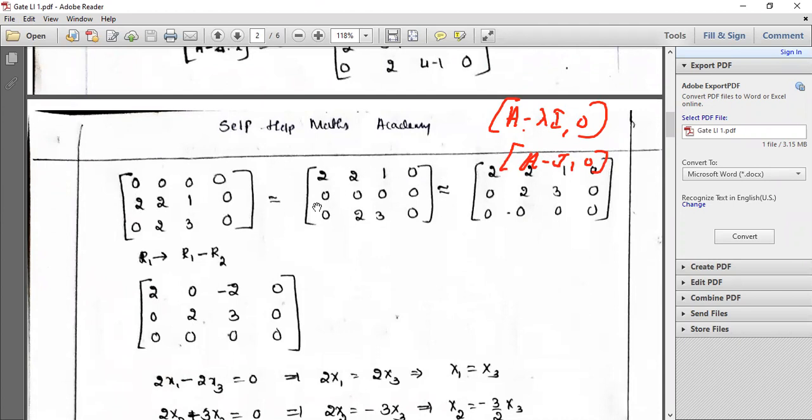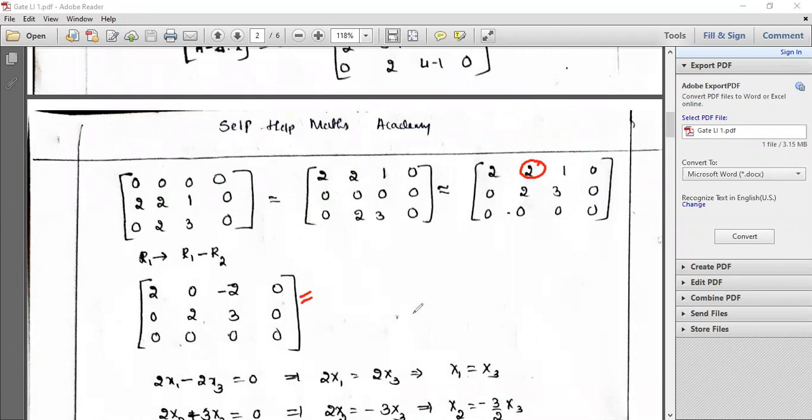Then I'll write this 0 row at the last. I'm doing this with the help of R2, changing this 2 also. Here I'm eliminating this 2 with the help of this 2. Therefore R1 changes to R1 minus R2. I'm simplifying the matrix, so I'll be getting this final matrix.